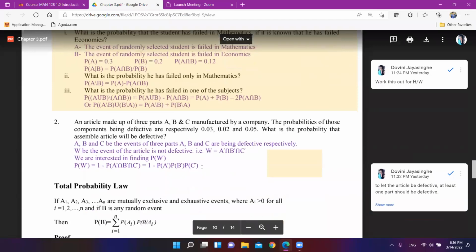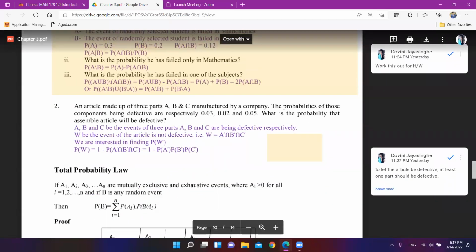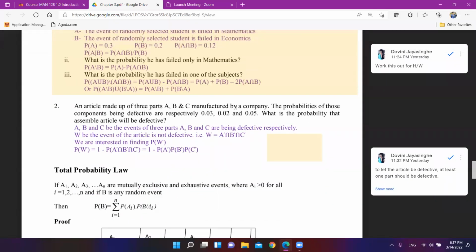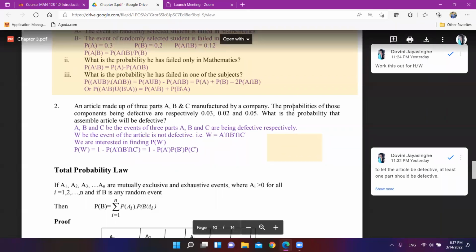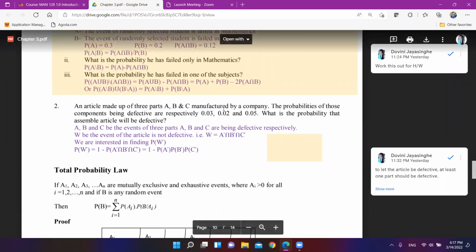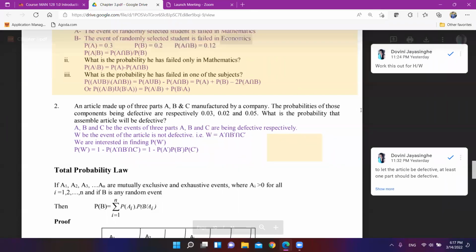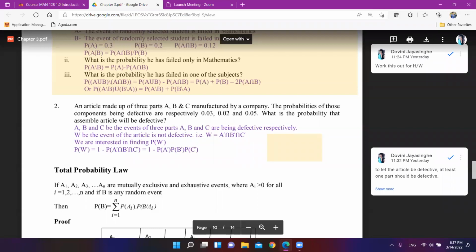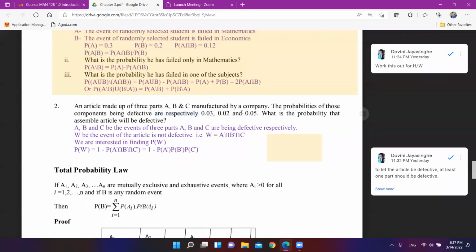So do this alone. An article made up of 3 parts, A, B and C, manufactured by a company. Article එකක් හදනවා, parts 3ක් තියෙනවා article එකේ. Right? A, B, C කියලා company එකේ. The probabilities of these components being defective are respectively පිළිවෙලින් මෙයා.